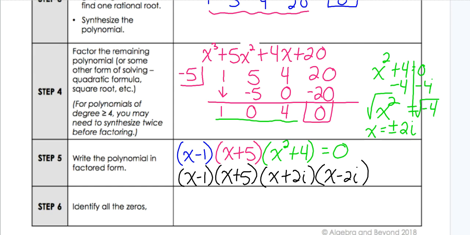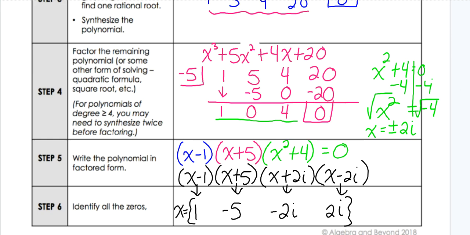And then the last step here is to identify all the zeros. So I know that the 0 that comes from x minus 1 is at 1. The one from x plus 5 is -5. The one from x plus 2i is -2i. And the one from x minus 2i is positive 2i. So those would be all my solutions, real and complex, to the original 4th degree polynomial that we started with.